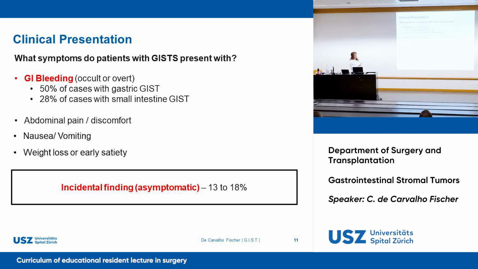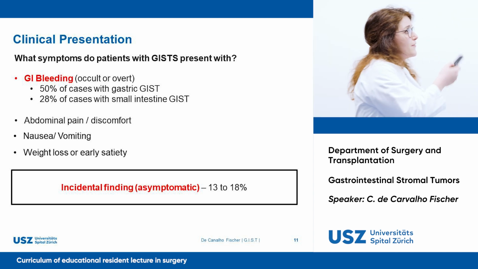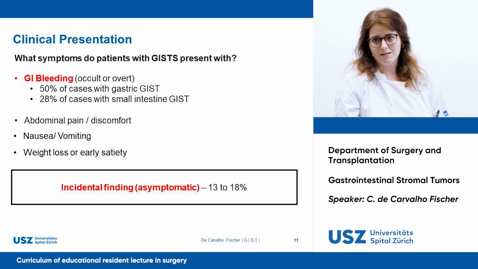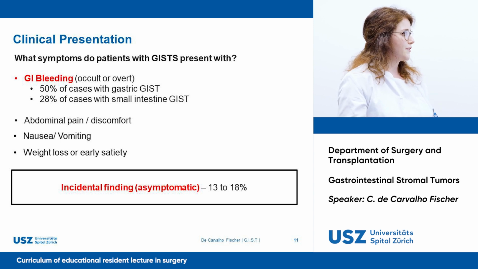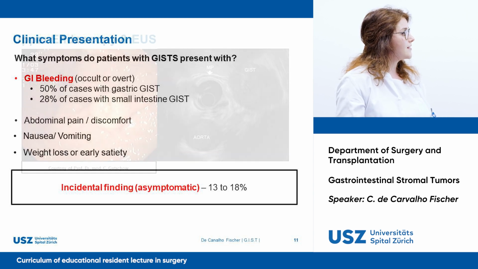So it's important to note that most patients will present with unspecific symptoms. However, 50% of cases with gastric GISTs will have some form of GI bleeding, whether it is occult or overt. 20% of patients will be asymptomatic, and GISTs are an incidental finding in these cases.